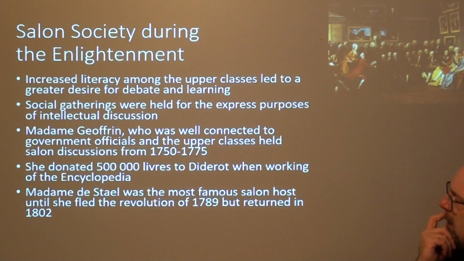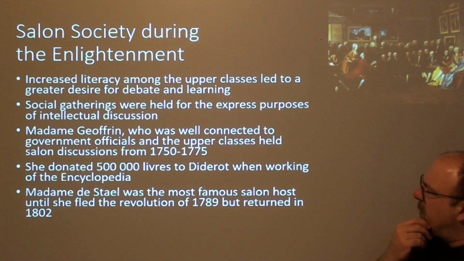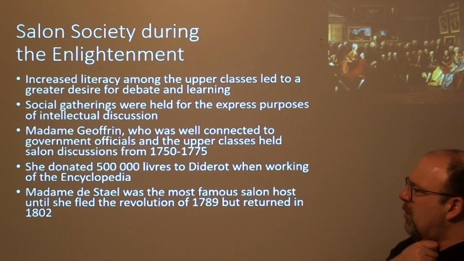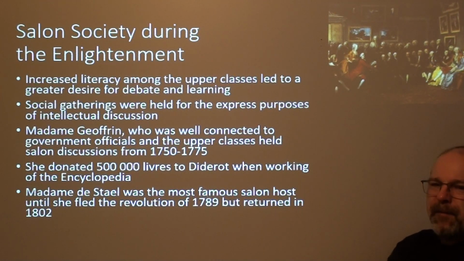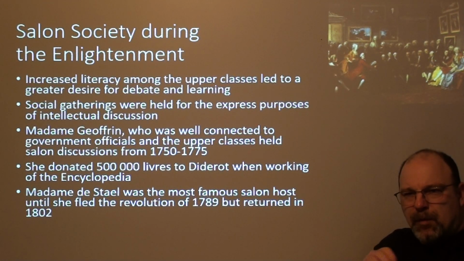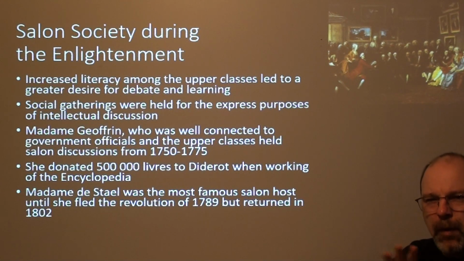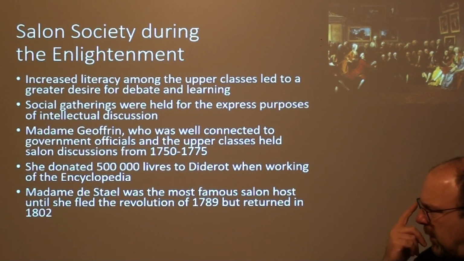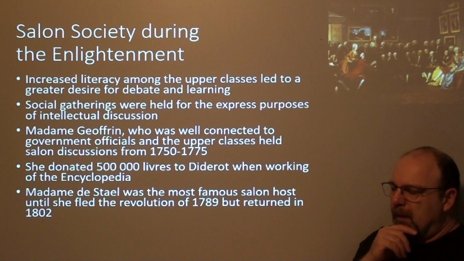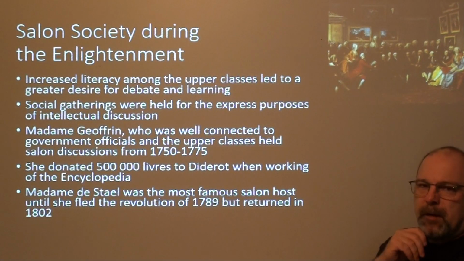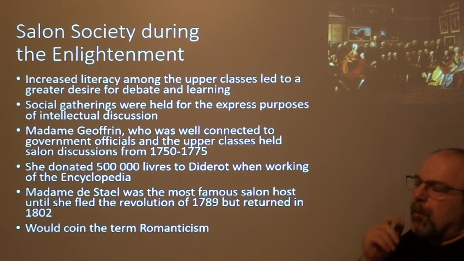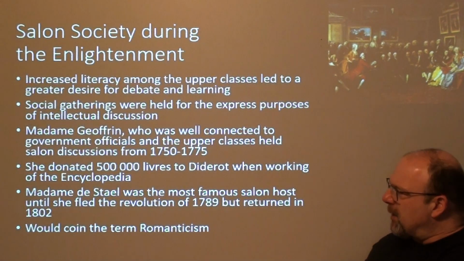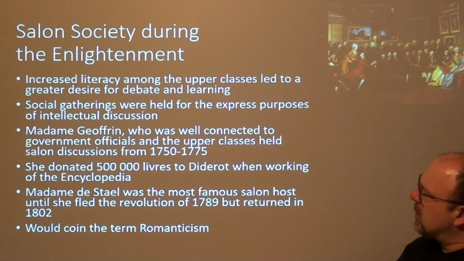And Madame de Stael was the most famous salon host until she fled the Revolution of 1789, but she would later return after the Revolution, in the height of Napoleon's early reign, when there was greater stability, of course, under Napoleon's leadership than there was during the 10-year period after 1789. She would coin the term Romanticism, and we'll talk about Romanticism in another lecture as well.